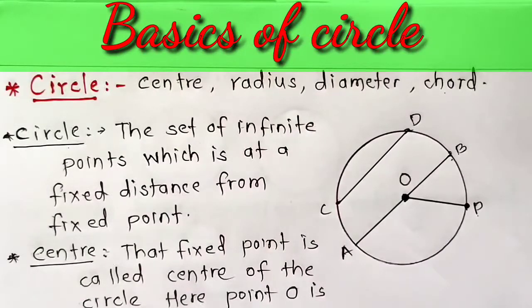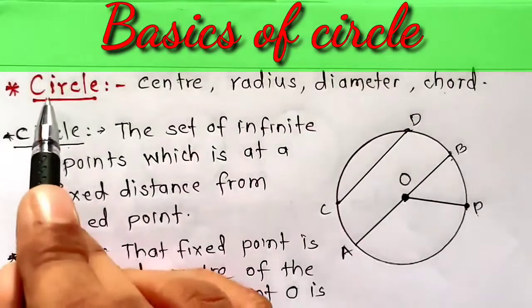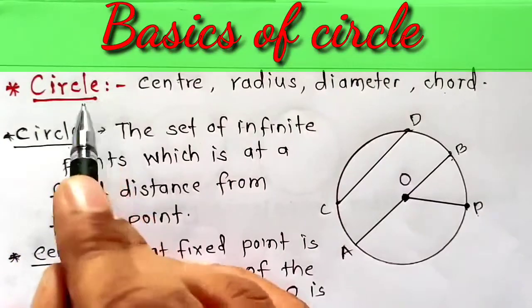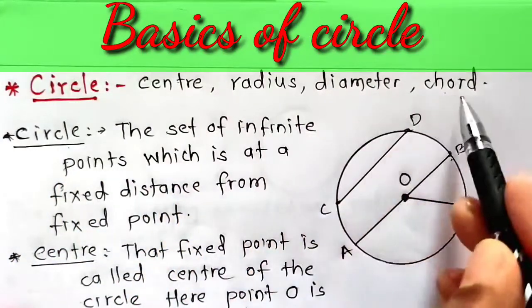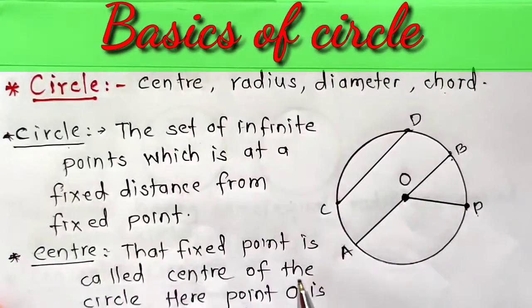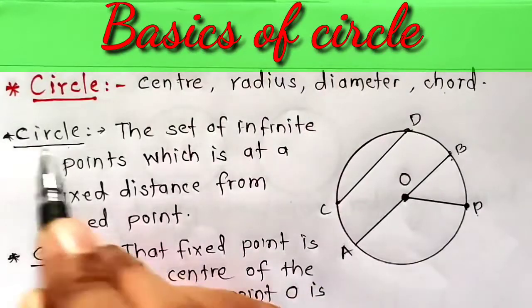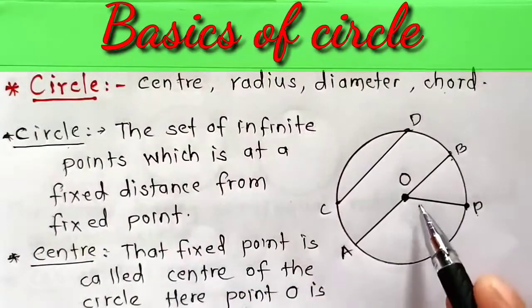So many concepts are related to circle, so we have to study those concepts. First one is the circle. Center, radius, diameter, chord, these are the terms related to circle. So what is meant by circle? How can we define the circle?